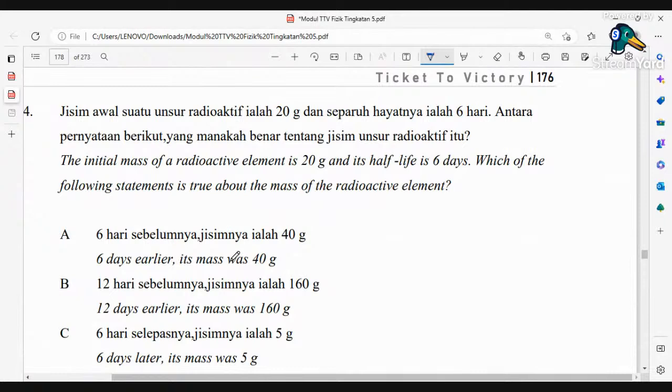Okay, number 4, initial mass of radioactive element 20 gram and half-life 6 days. Which of the following statements is true about the mass of the radioactive element? Okay, jisim awal 20, separuh hayat 6 hari. What is the meaning of half-life? Half-life is the time taken for the activity or mass of the nucleus to become half. The time taken, we call it half-life. Masa diambil untuk jisimnya berubah menjadi separuh daripada asal. So which of the statements is true? Mana yang betul?